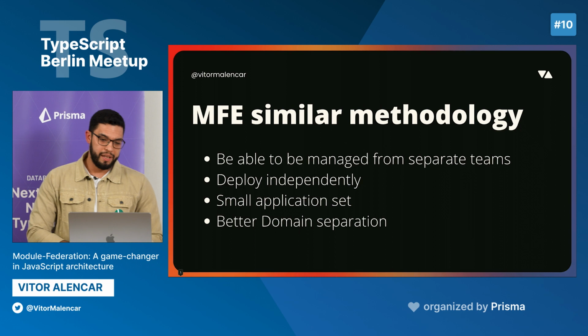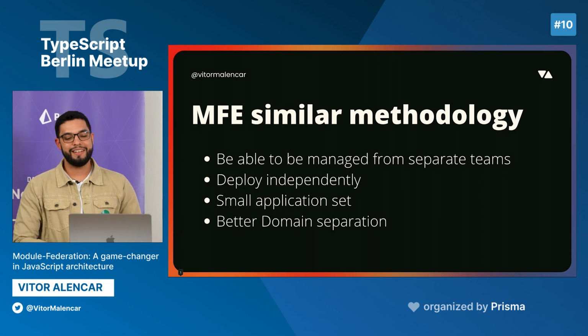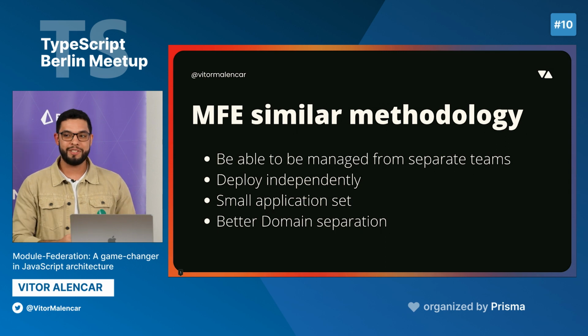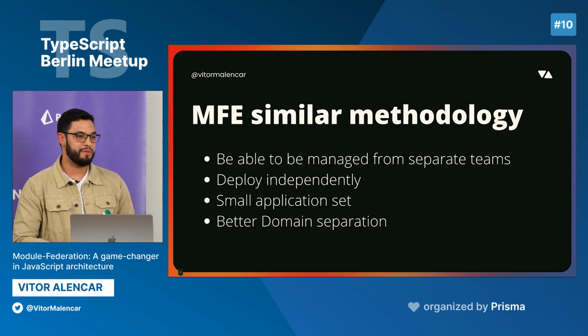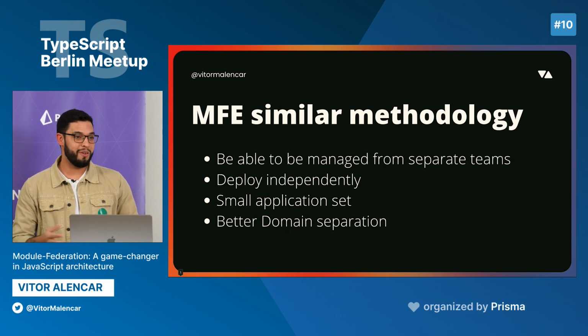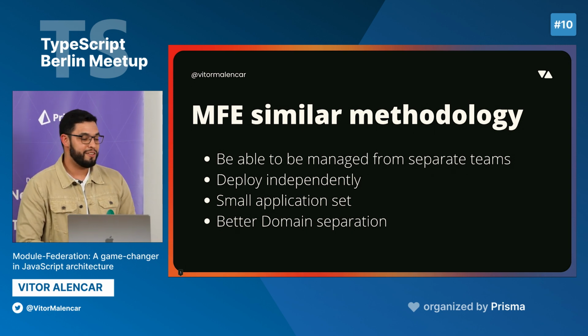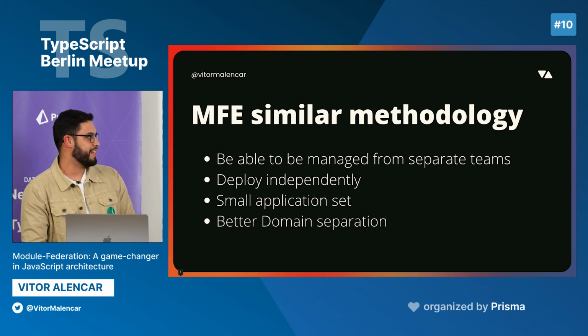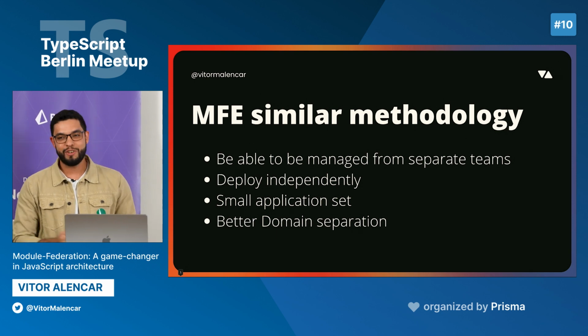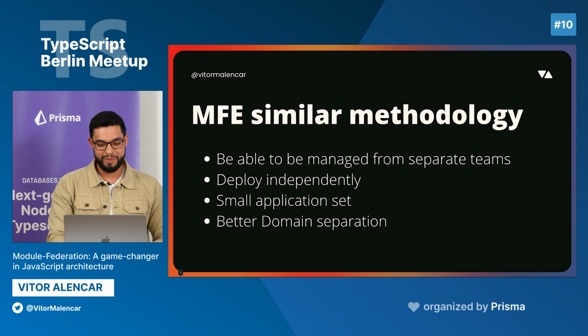So micro-frontends are similar, right? The goal is that you can have different teams working on different sets of features, actually. And you can also have independent deploys, so you don't depend on each other. You can work in a small application set, and you have a better domain separation, right? I think this is the golden rule. Everyone would like to work in a place like that. In reality, things are a little bit difficult.